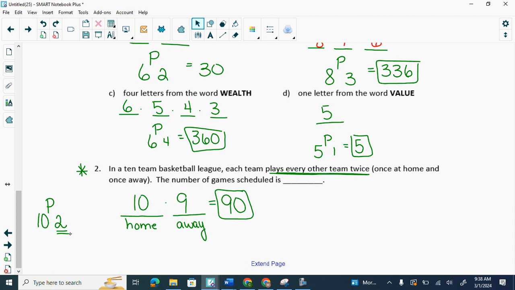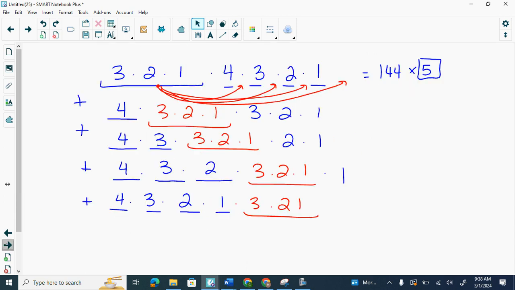The 2 doesn't represent the home and the away. The 2 represents how many are playing. The P represents that this home and away exist. It gives it an order. Okay, so this is 90. So this only works if we have them playing each other, a home and an away game, twice. Okay. That was yesterday.